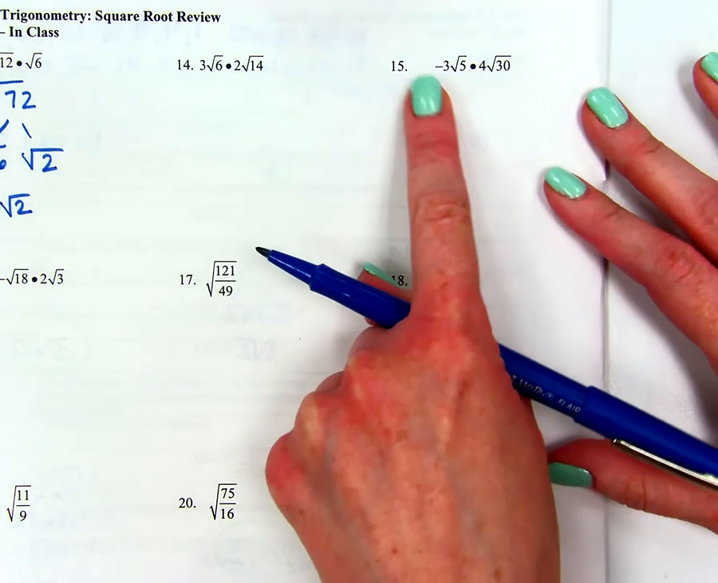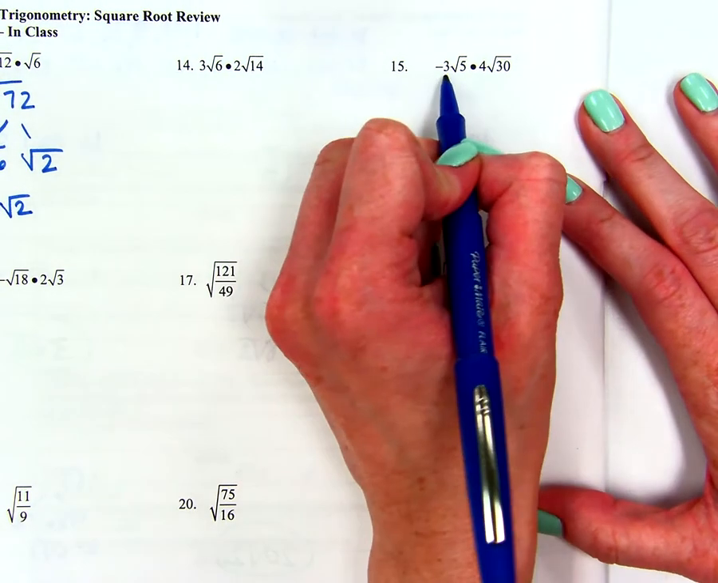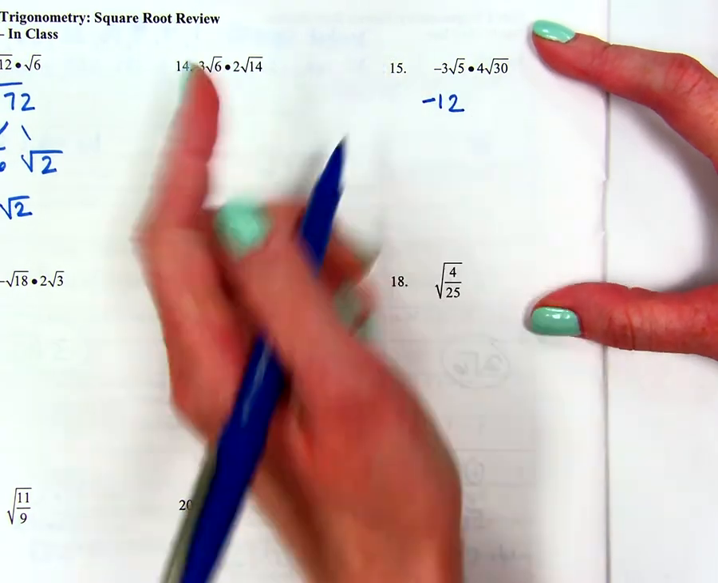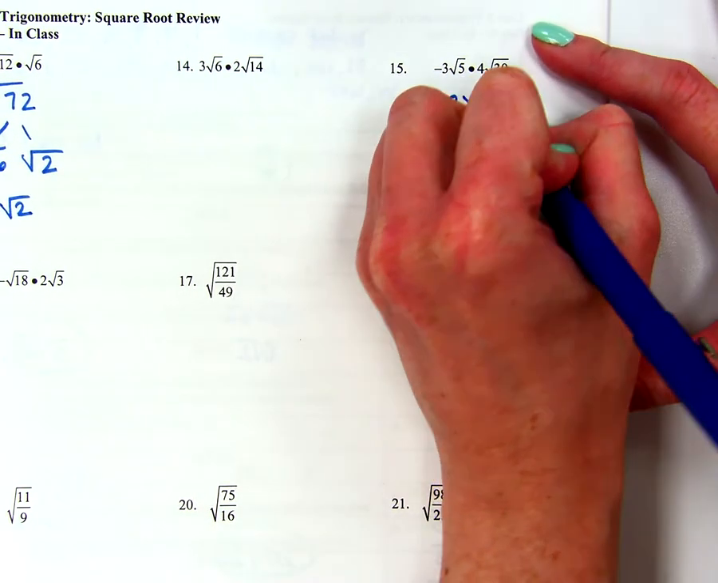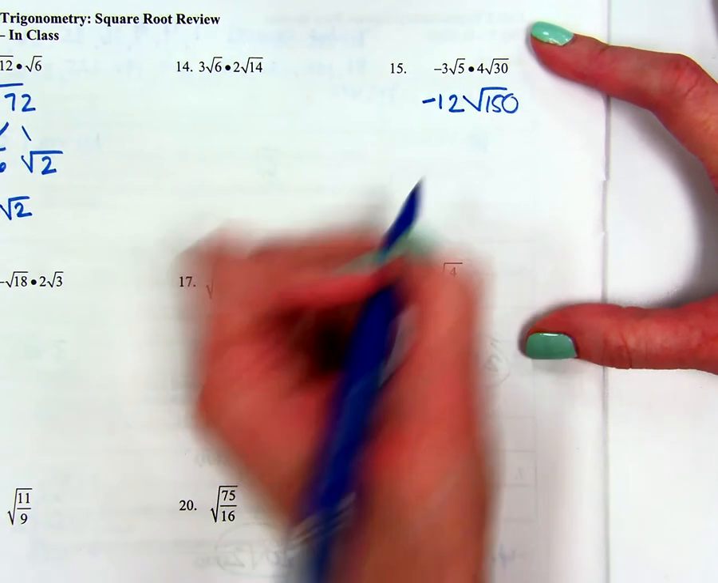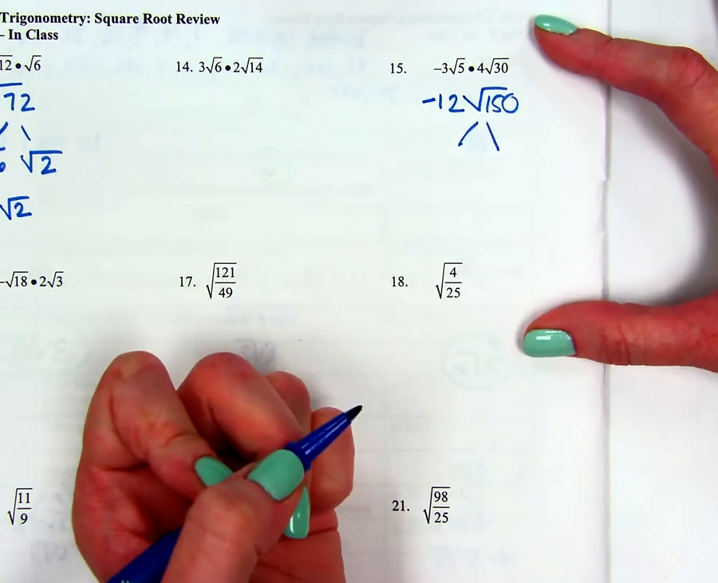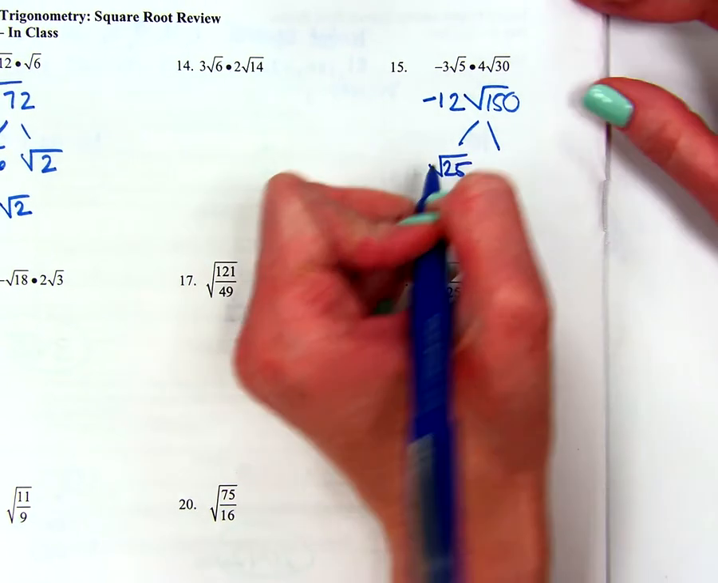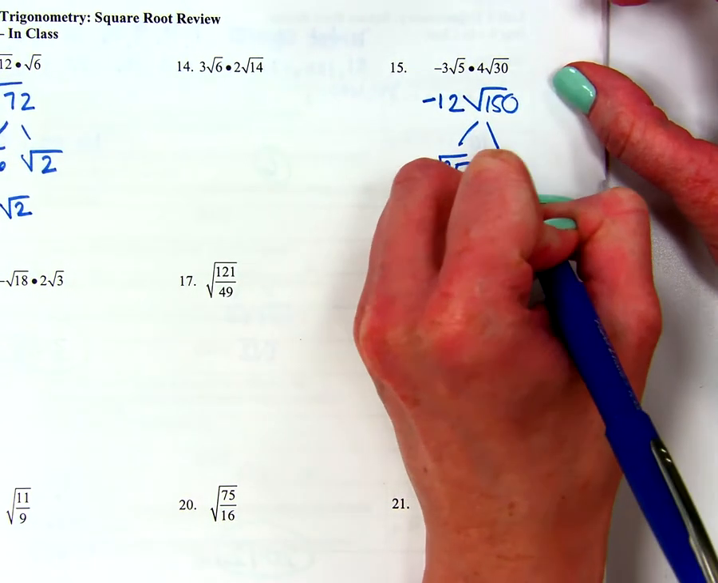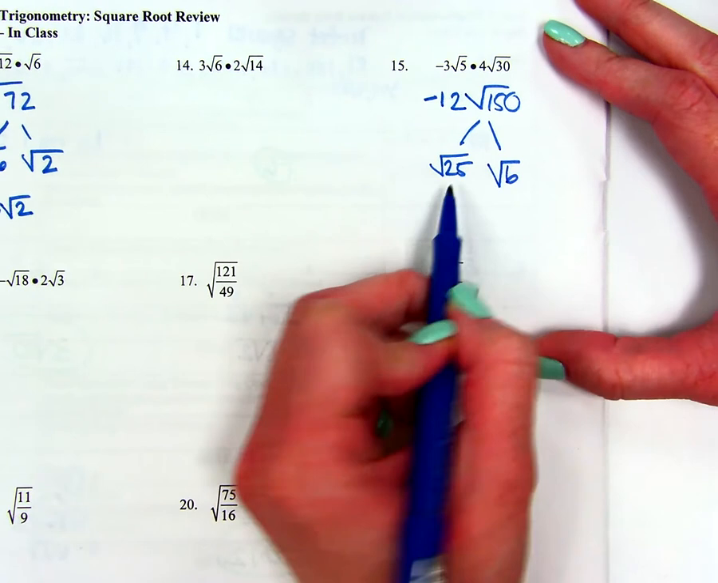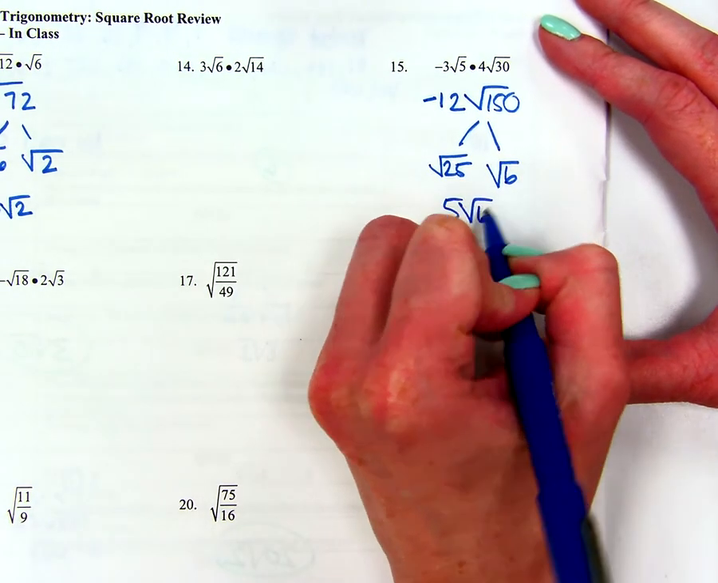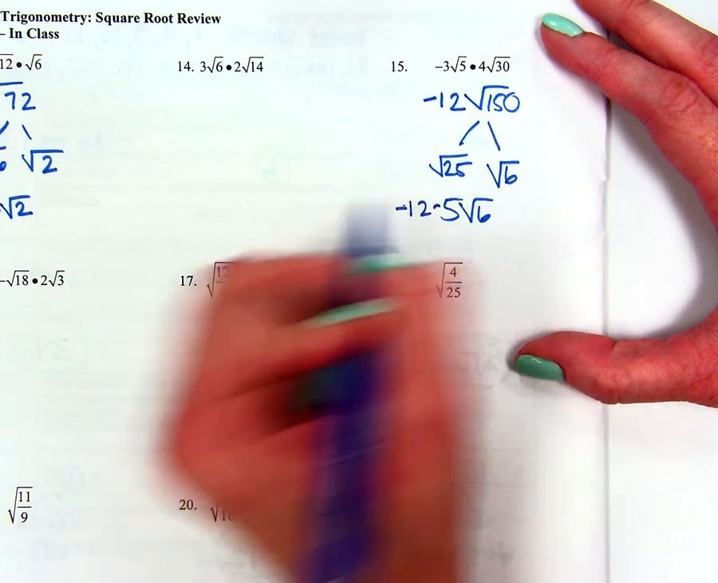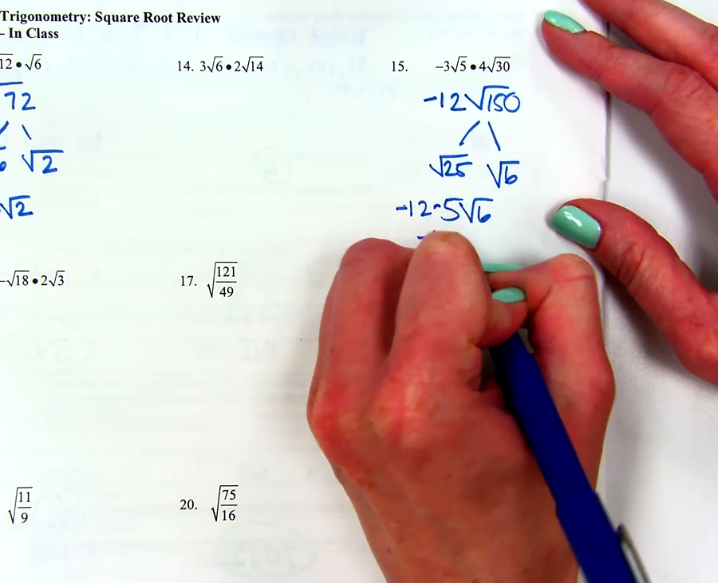15, same thing again, multiply what's on the outside by the outside, so negative 3 times 4 gives us negative 12. Inside by inside, so 5 times 30 gives us square root of 150. So we're going to break down what's on the inside. 150 with a perfect square, so we have the square root of 25 and the square root of 6. So the square root of 25 comes out to be 5, and we have our root 6. But again, don't forget about your negative 12. So it's negative 12 times 5, so our final answer is negative 60 root 6.